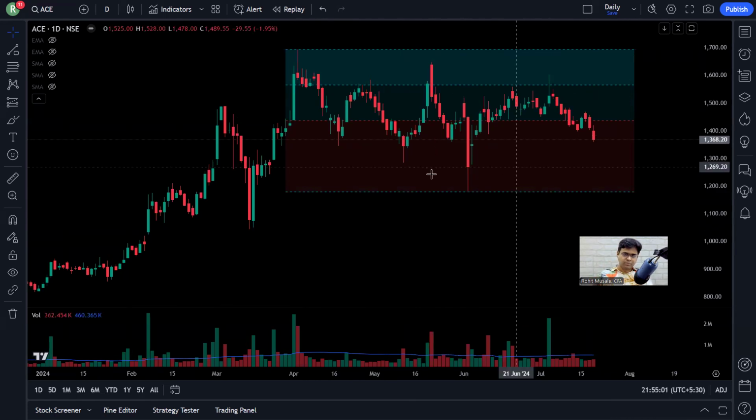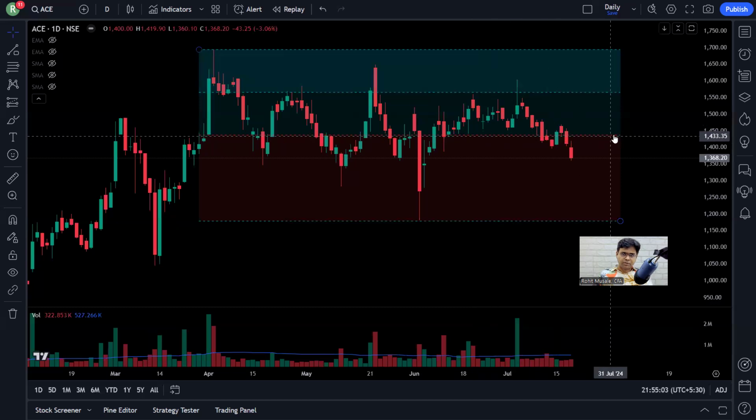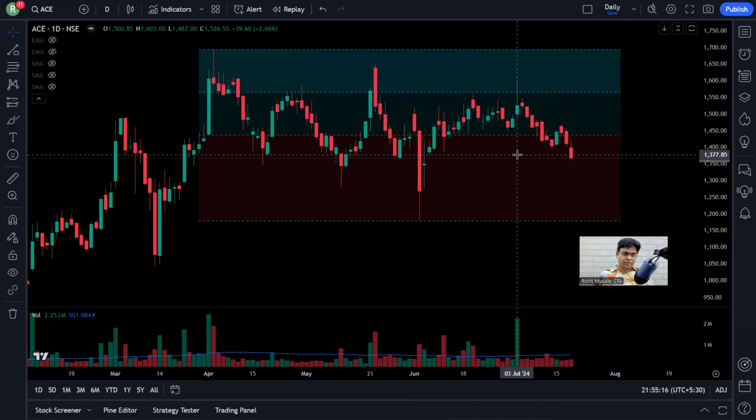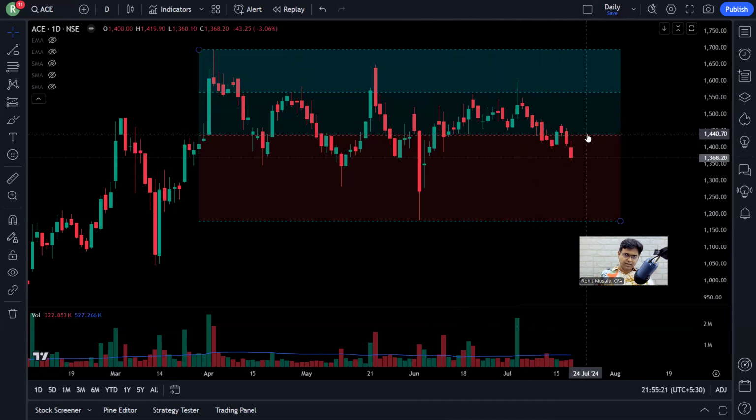Now, why is this important? This is important because my buy point, whenever I want to buy the stock, my buy point has to be above the midpoint, which is above this red line. If the buy point is below the red line, that means the stock is drifting down. So I'm not interested in buying the stock. That is why this red line, the midpoint of this base, is very important. It splits the base into upper half and lower half.